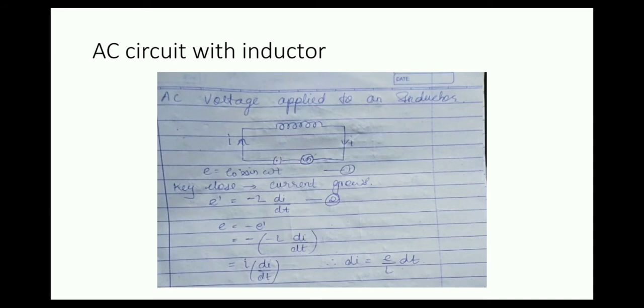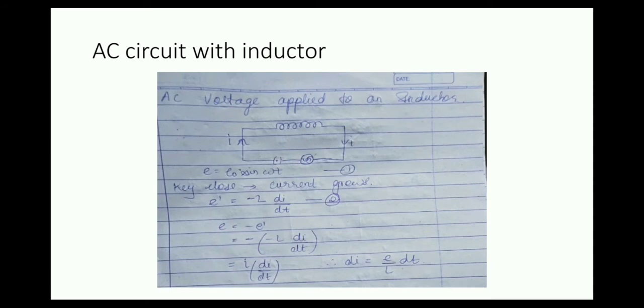E is equal to minus L into di by dt. Equation number 2 is according to Lenz's law, where E is the induced EMF and di by dt is the rate of change of current. To maintain the flow of current in the circuit, the applied EMF must be equal and opposite to the induced EMF, that is E dash.